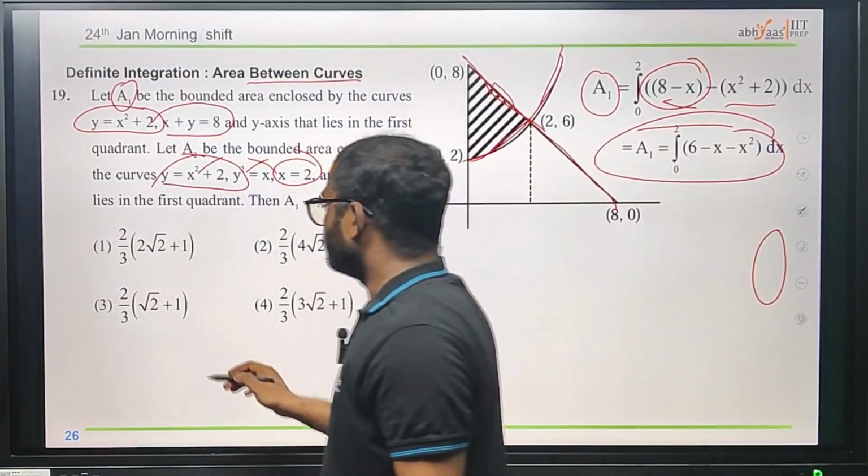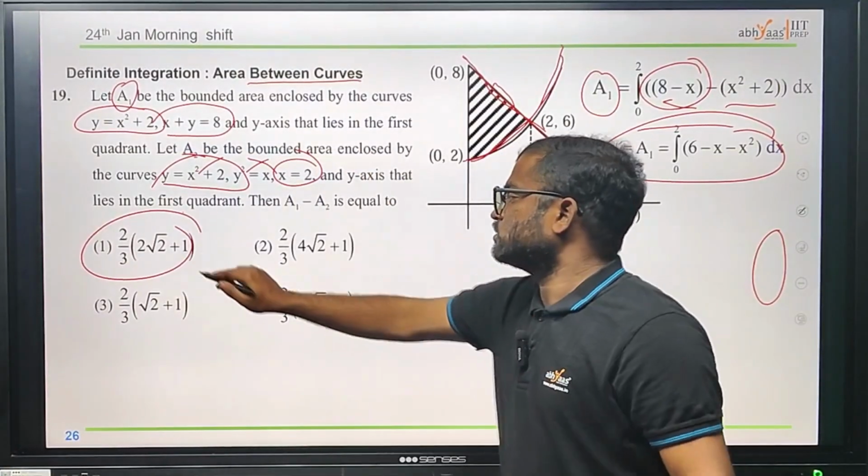2 by 3 times (1 plus 2 root 2). Okay, this one, the first option is the correct option.